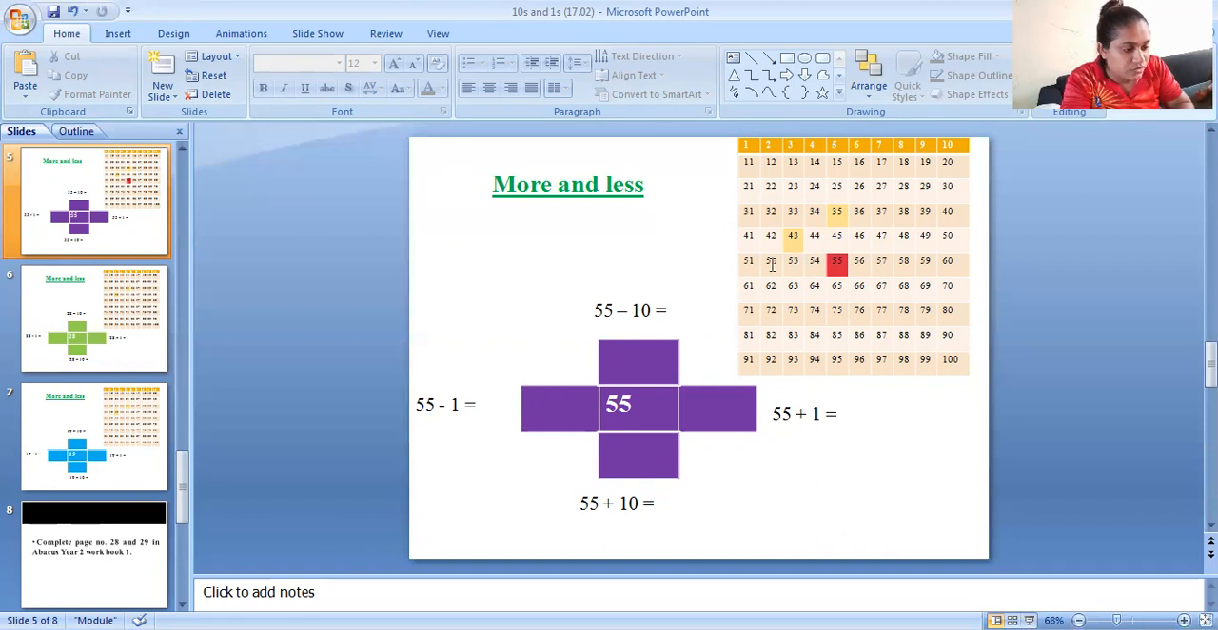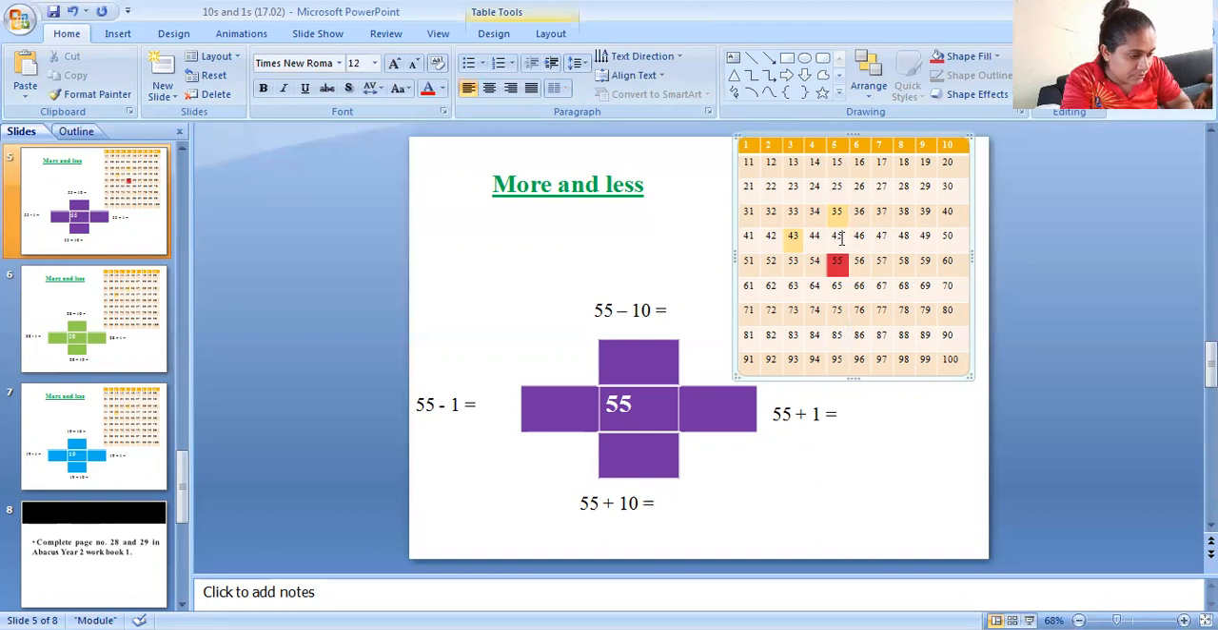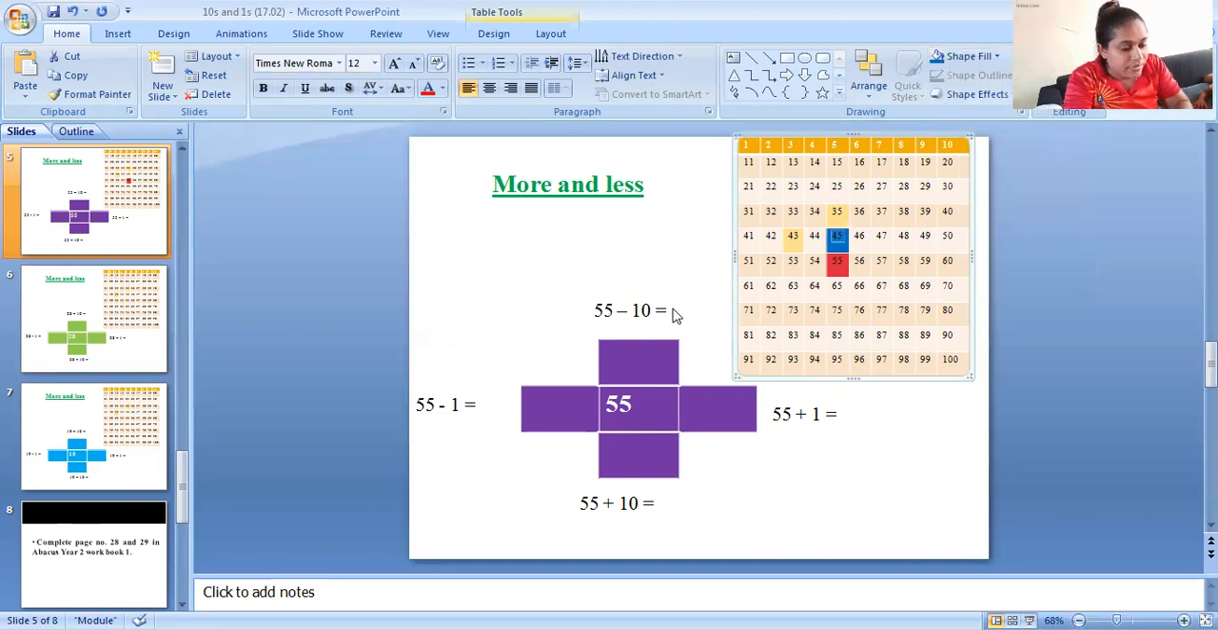1, 2, 3, 4, 5, 6, 7, 8, 9, 10. This is the answer. What is the answer? 55 minus 10 is equal to 45. So here it should come. The answer is 45.